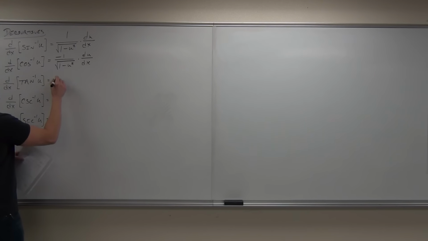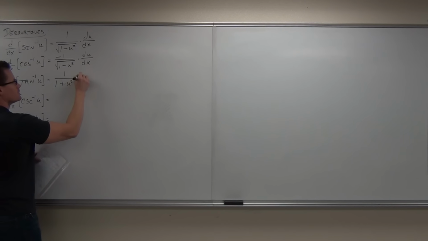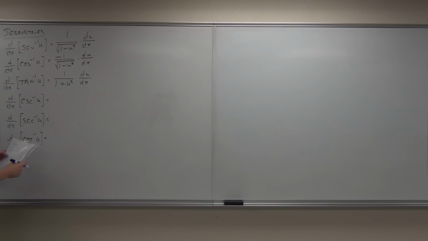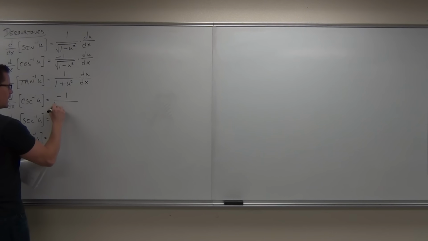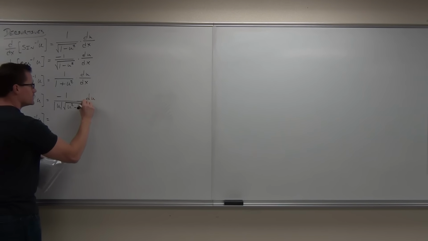Tangent, tan inverse. We have 1 over 1 plus u squared, or you can do u squared plus 1 due to the commutativity of addition, du dx. Cosecant. For cosecant, we have -1 over absolute value of u, square root of u squared minus 1, du dx.